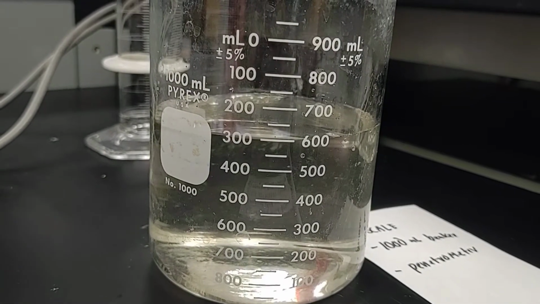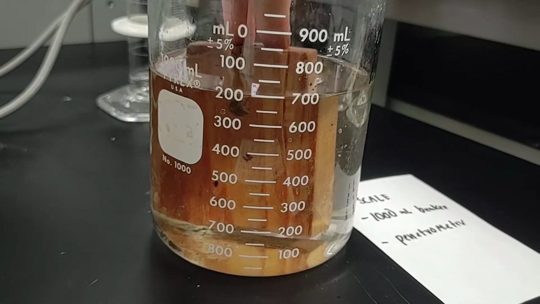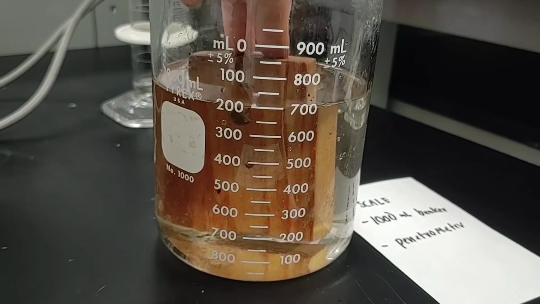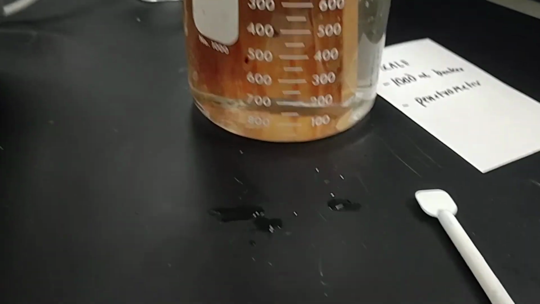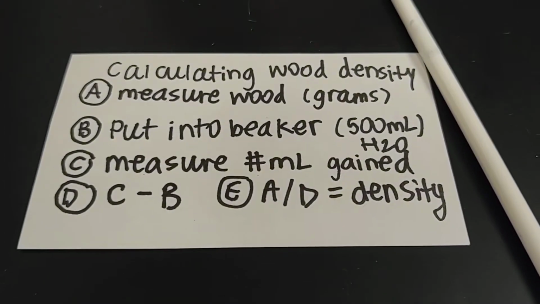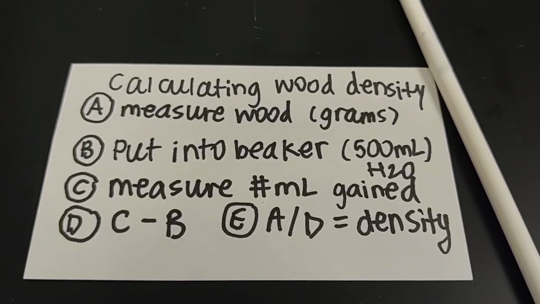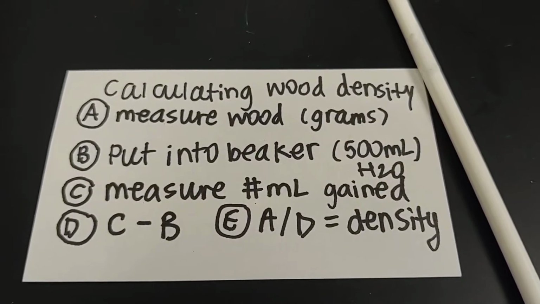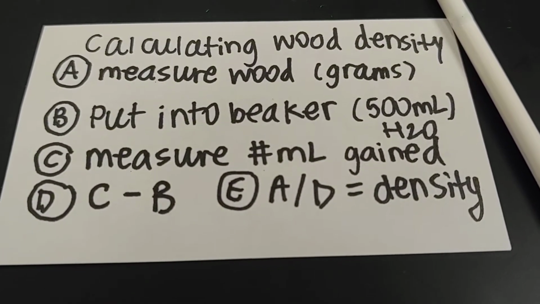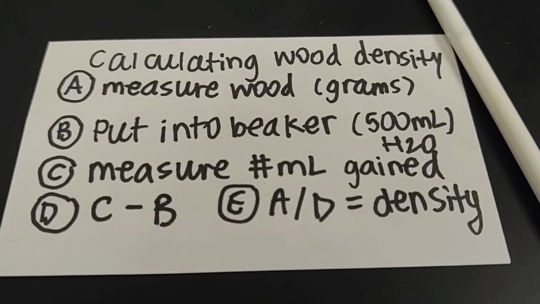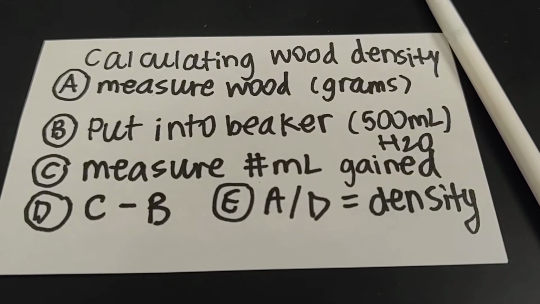Before adding the wood, the volume is approximately 600 milliliters. Upon adding the wood, you see it rises nearly an entire 100 milliliters. And that is the next data point you will need. So for example, it was roughly 100 milliliters displaced. So it gained C, about 100 milliliters. D, you want to subtract B from C, and divide A by D to get the final density.